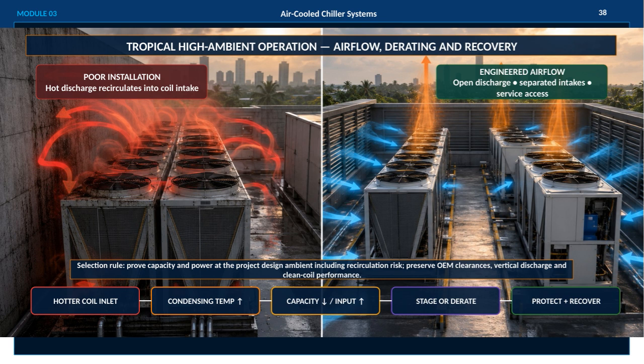To address this, engineered airflow is critical. This means having an open discharge, separated air intakes, and appropriate service access to maintain proper cooling.